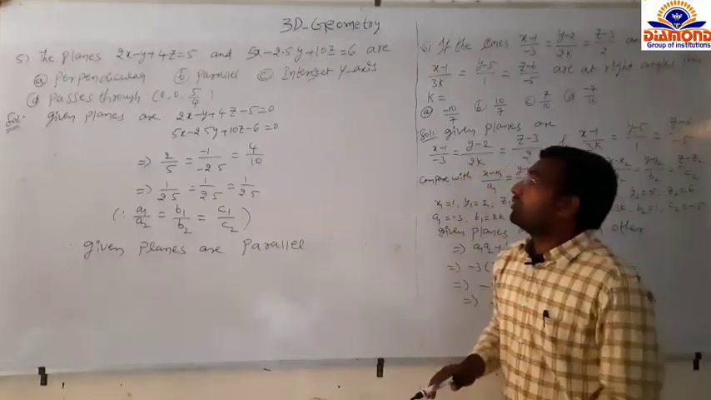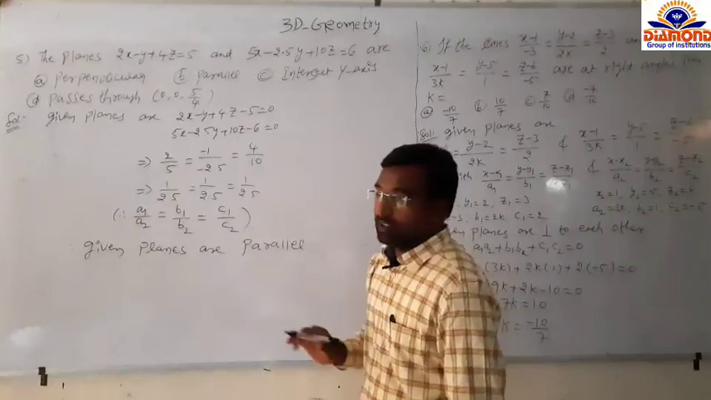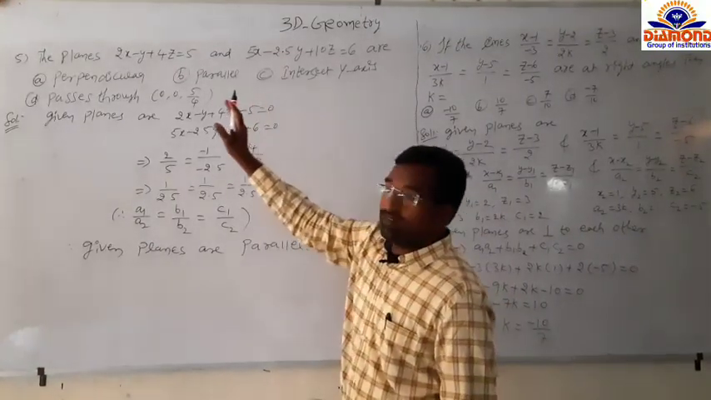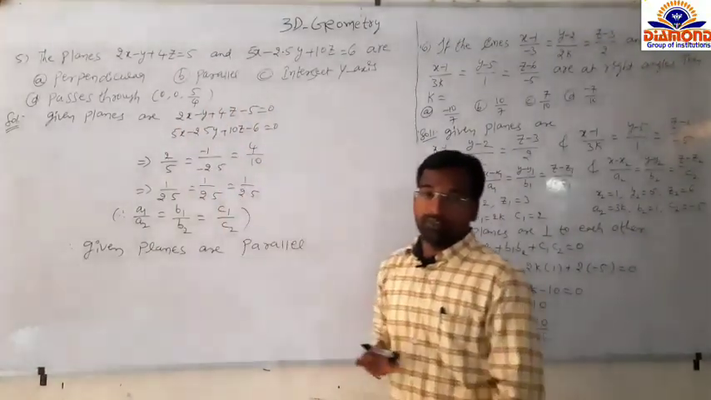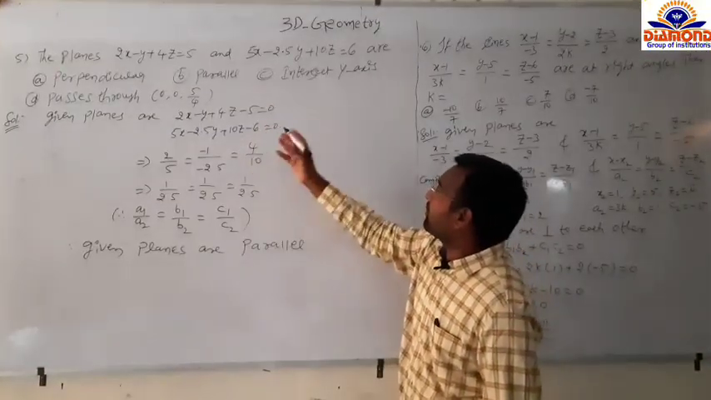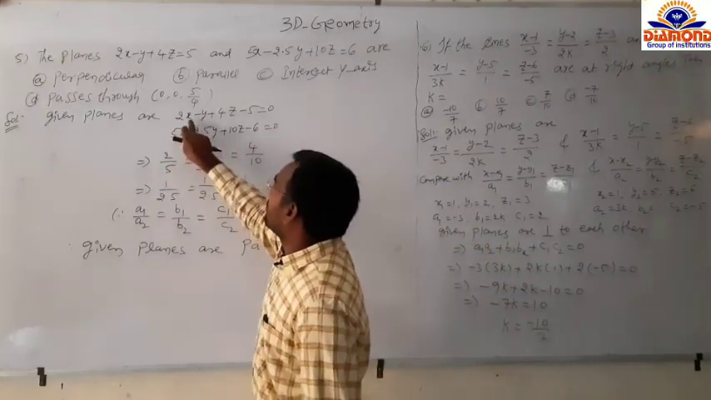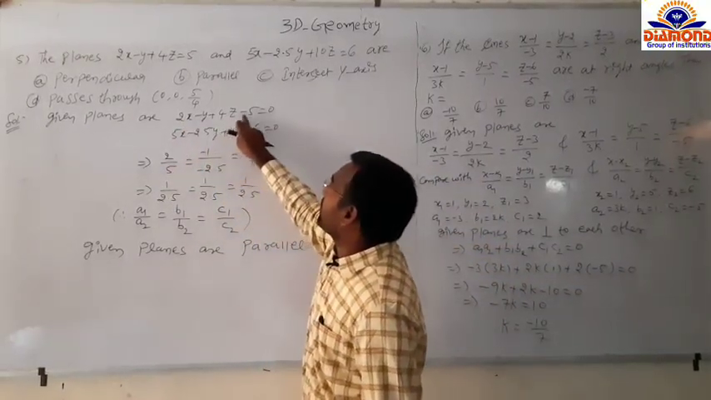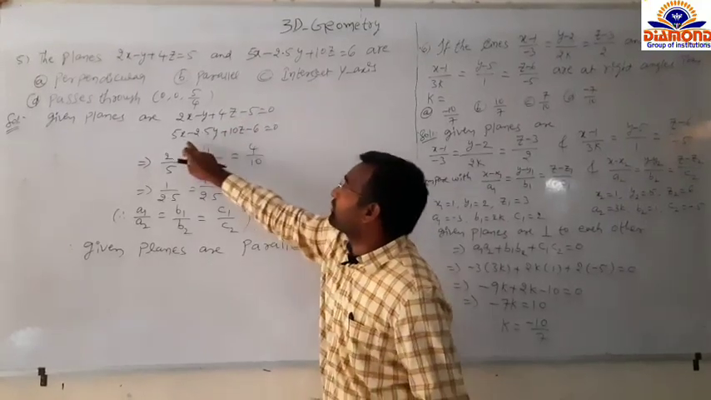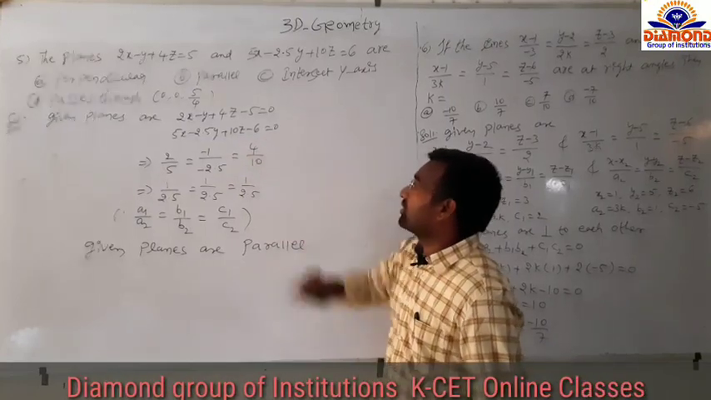So first, given two planes, you can verify the first two options. Verify the parallel option once, then verify the perpendicular option. Whichever one is satisfied, that one is the answer. If both options A and B fail, you can go for the next options. So first, what are the given planes? 2x minus y plus 4z minus 5 equal to 0. Second, 5x minus 2.5y plus 10z minus 6 equal to 0.